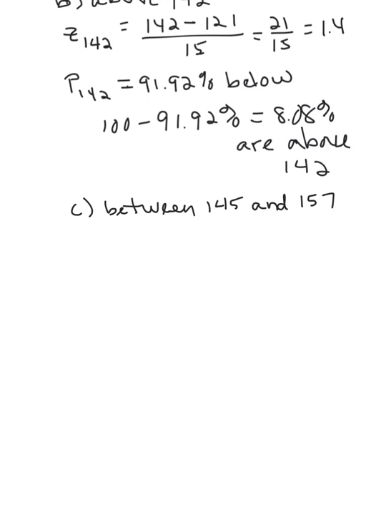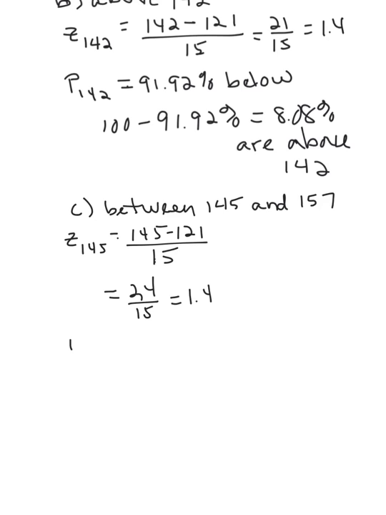On example C, we are asked to find what percent of the scores are between 145 and 157. Find the z-score and the percentile for each one. So the z-score for 145, we're going to take 145 minus 121, divide that by 15, which is going to give us 24 over 15, which is, as a decimal, 1.6. Now going to the table, the percentile for 145 is 94.52%.